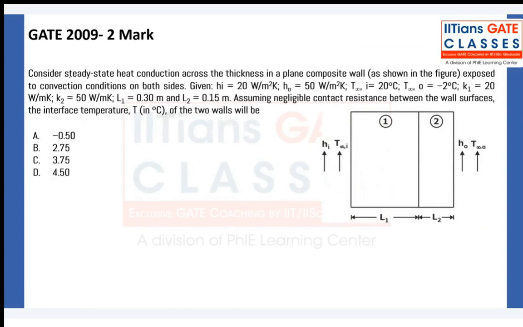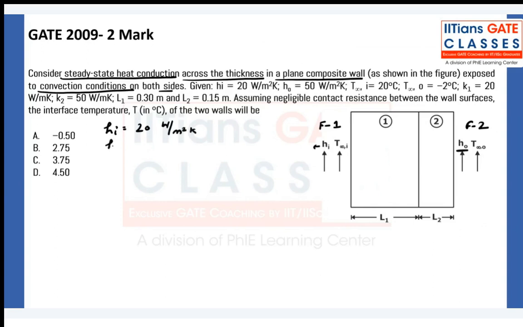Consider steady state heat conduction across the thickness in a plain composite wall. So again, we have a fluid here. There's a fluid 1 and there's a fluid 2. Same case that we have discussed, and two bodies, now exposed to convection conditions on both sides. Now they are saying h_i is equal to 20 watt per meter square Kelvin. This is h_i. The h_naught is also given, how much? 50 watt per meter square Kelvin.